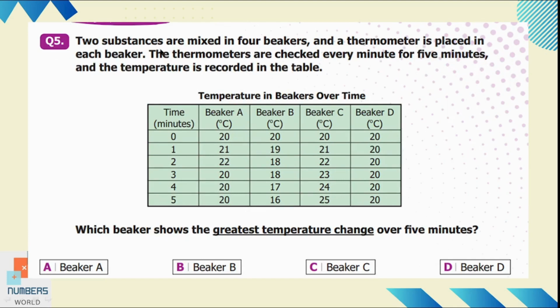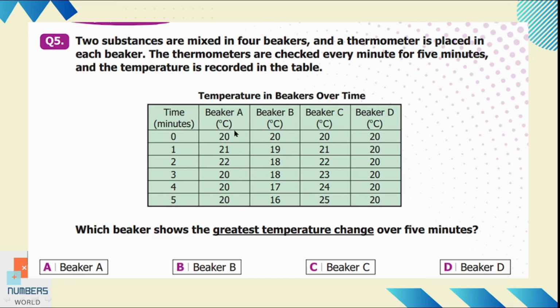Question number 5. 2 substances are mixed in 4 beakers and a thermometer is placed in each beaker. The thermometers are checked every minute for 5 minutes and the temperature is recorded in the table. Which beaker shows the greatest temperature change over 5 minutes? Beaker A, beaker B, beaker C, and beaker D.